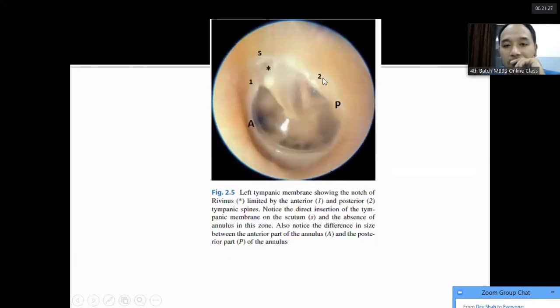Now, this is again the picture of the left tympanic membrane. This is tympanic annulus, fibrocartilaginous thickening of the tympanic membrane only in pars tensa, not in pars flaccida. This is pars flaccida. This is anterior malleolar ligament, posterior malleolar ligament. Above it, this is pars flaccida. This is notch of Rivinus. This is handle of malleus.